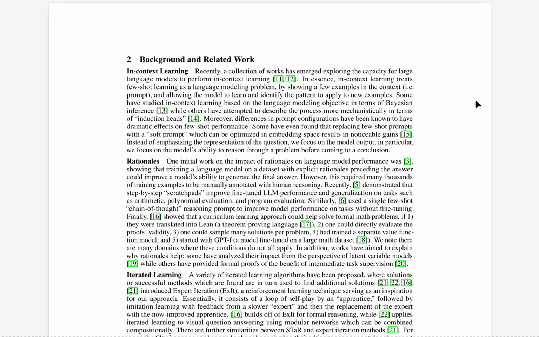Moreover, differences in prompt configurations have been known to have dramatic effects on few-shot performance. Some have even found that replacing few-shot prompts with a soft prompt, which can be optimized in embedding space, results in noticeable gains. Instead of emphasizing the representation of the question, we focus on the model's output. In particular, we focus on the model's ability to reason through a problem before coming to a conclusion.